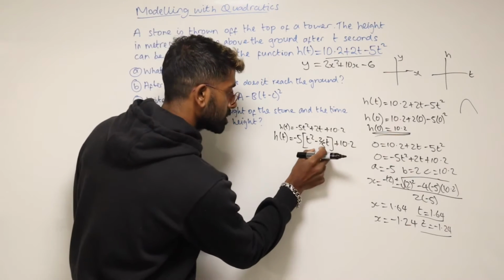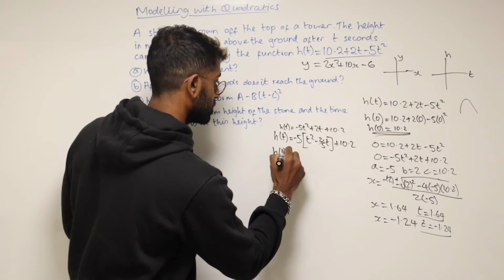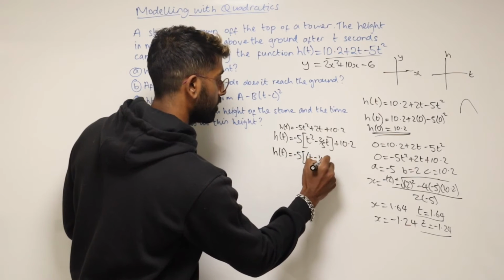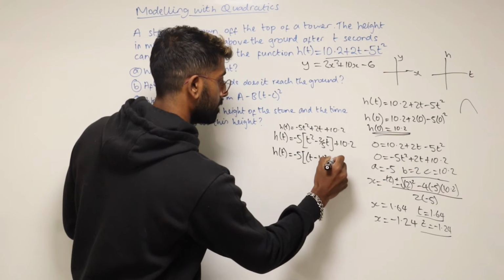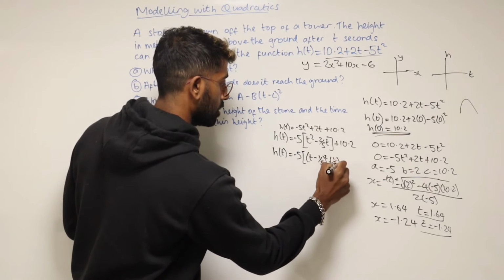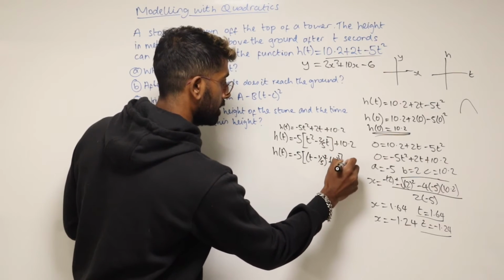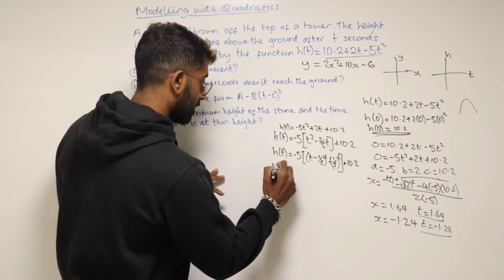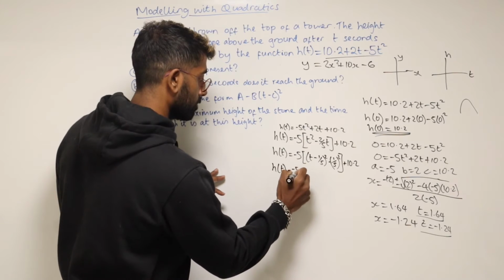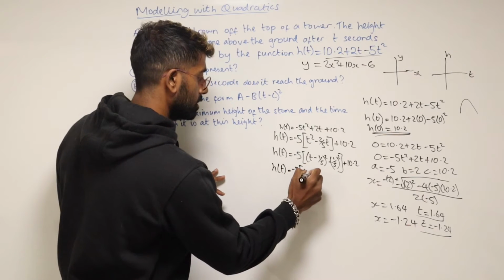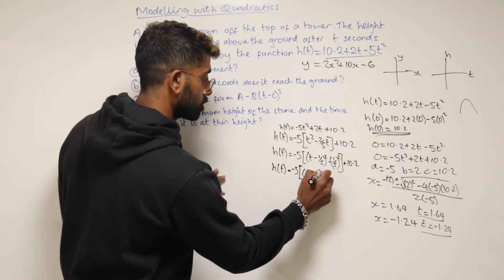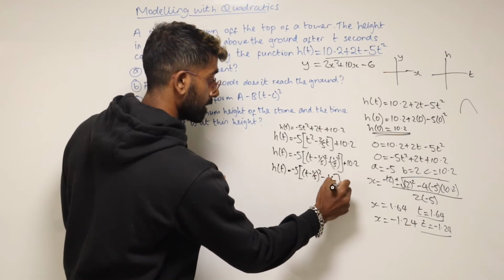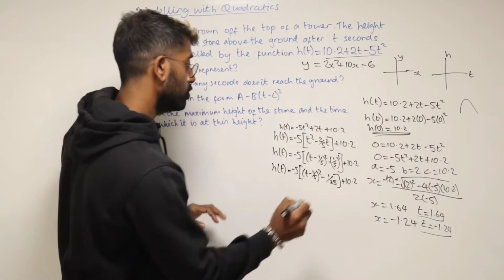Next, we can go and complete the square inside here. So we'll have h of t is equal to minus 5, and then t minus 1/5 squared, minus 1/5 squared, and then plus 10.2. Now we'll just neaten this up. So h of t is equal to minus 5, and then t minus 1/5 squared, minus, now a fifth squared is 1/25, so there we go, and then plus 10.2.